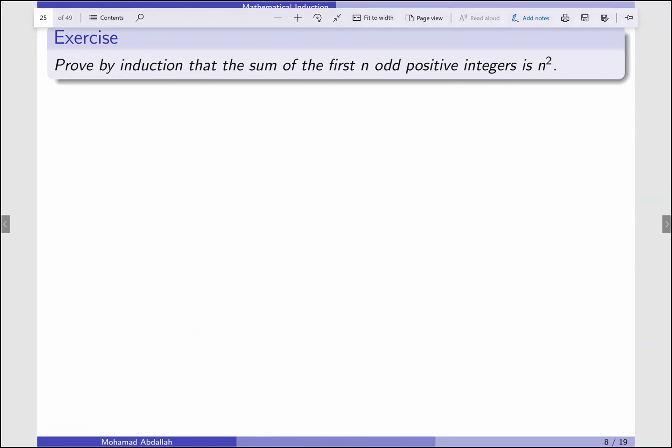Now, back to the problem that we stated at the beginning. Prove by induction that the sum of the first n odd positive integers is n squared. So I'm going to let P of n be the statement 1 plus 3 plus 5, etc., up to 2n minus 1. So from here to here I have n numbers, n odd numbers. I want to show that this is equal to n squared for n greater or equal to 1.